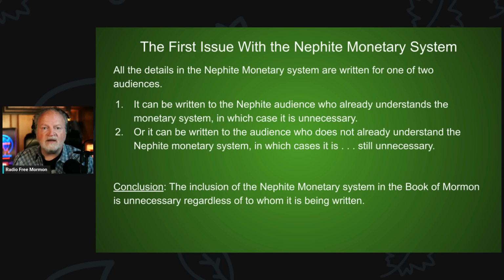system are written for one of 2 audiences. Okay? For those who can dance and for those who can't. No, in this case, it's for those who understand it and those who don't. Number 1, it can be written to the Nephite audience who already understands the monetary system, in which case it is unnecessary because they already understand it.